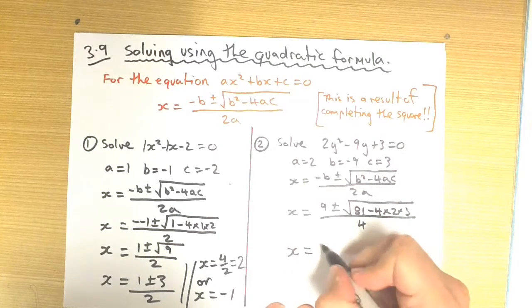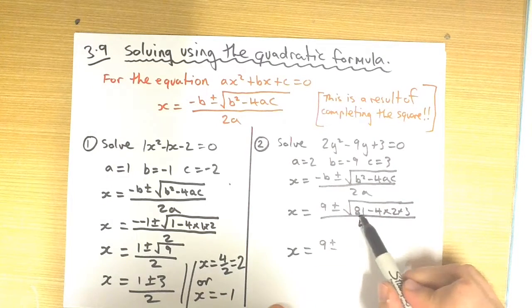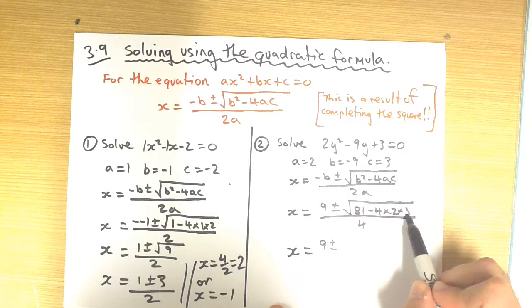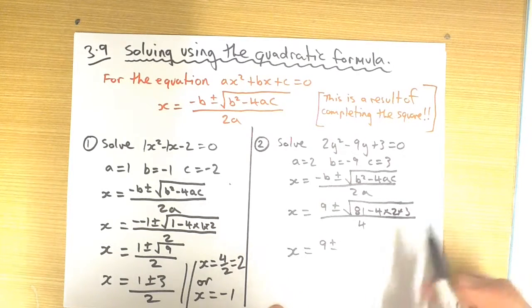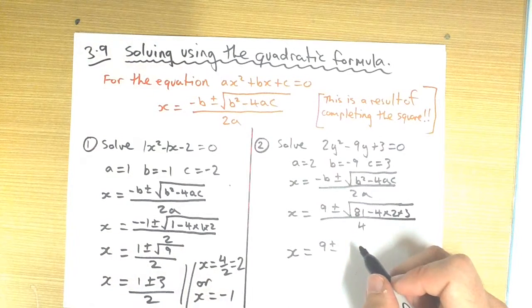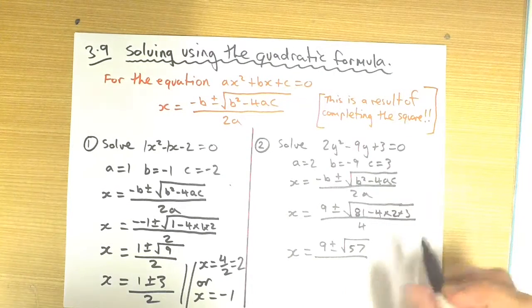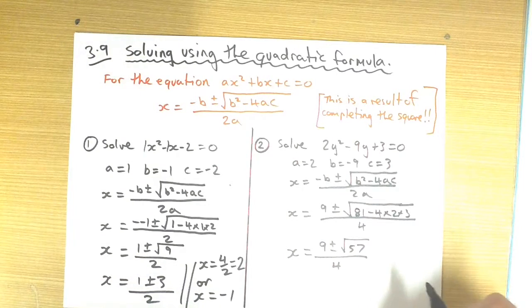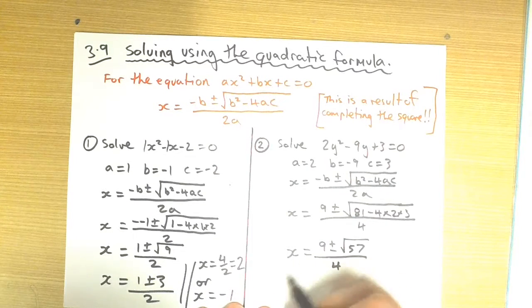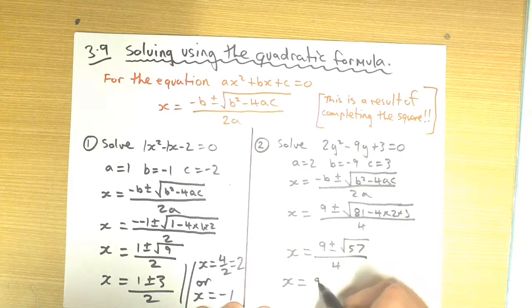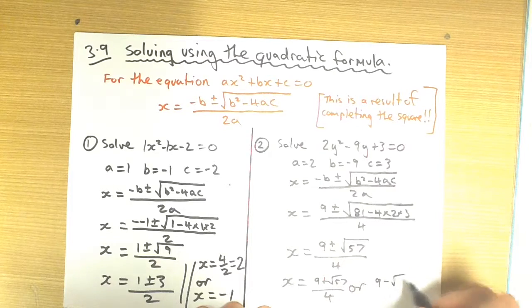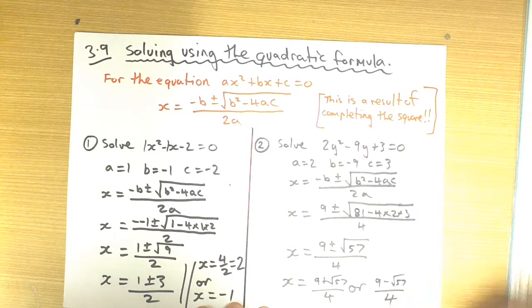Now x equals 9 plus or minus, what have I got here? 81 minus 4 times 2 times 3, that's 81 minus 24. 81 minus 24 is 57. 57 all over 4. Okay? So that means that x equals 9 plus root 57 on 4, or 9 minus root 57 on 4. That's pretty much that.